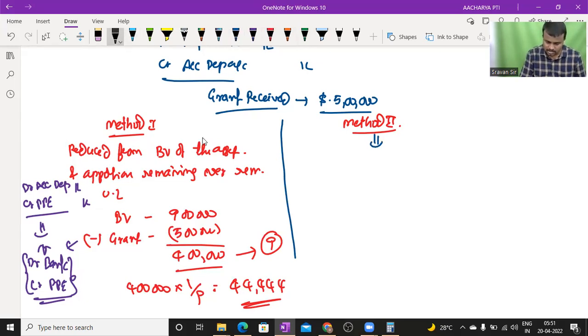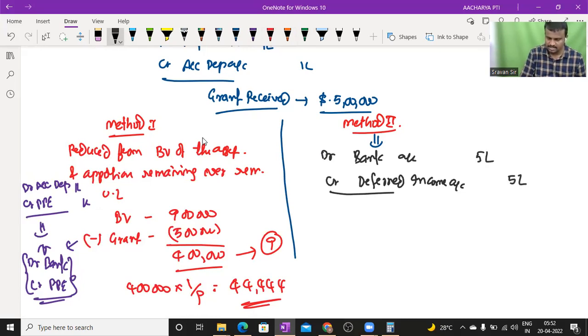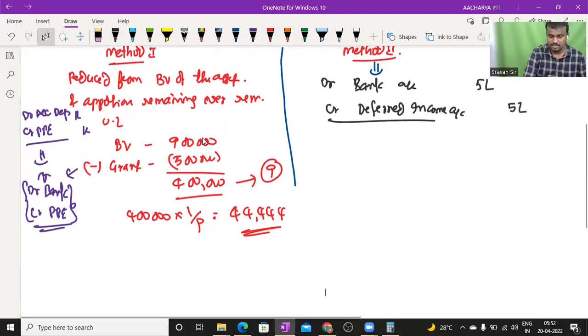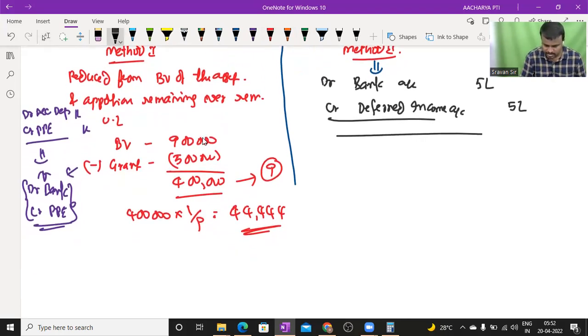Then coming to the second method, in this method the amount of grant received is treated as a deferred income. Then we write the entry: debit bank account, credit deferred income account. How much amount? 5 lakhs.